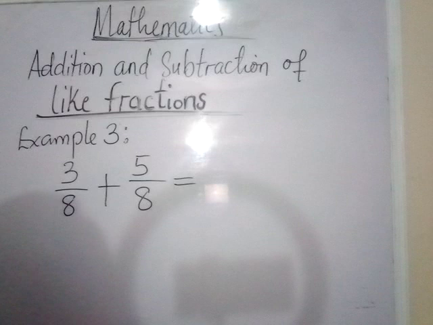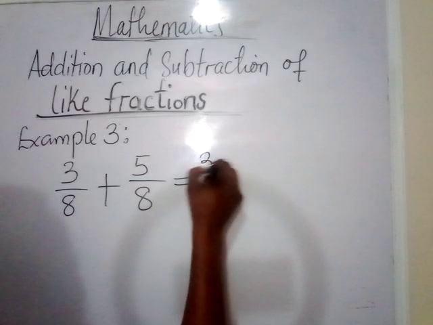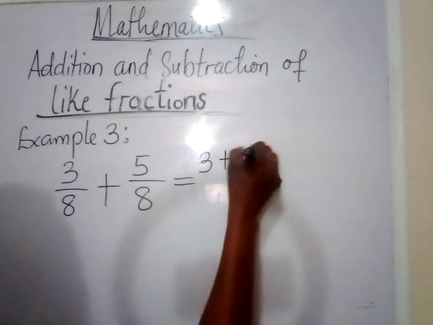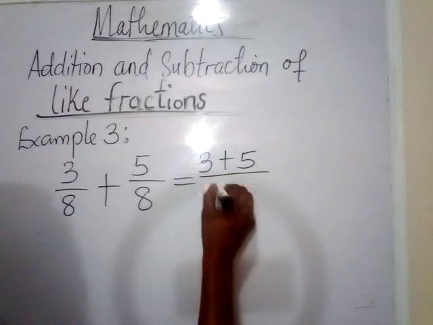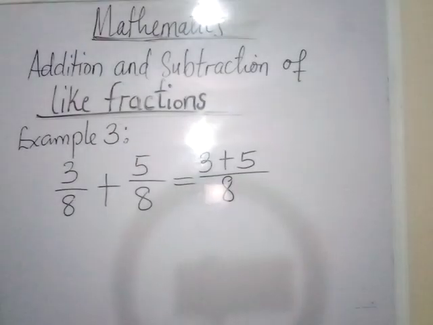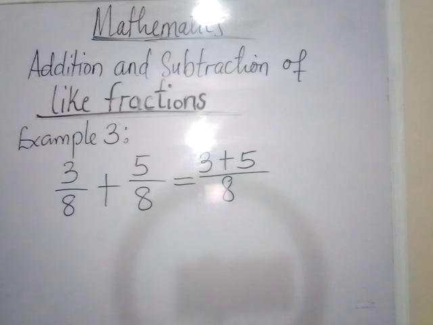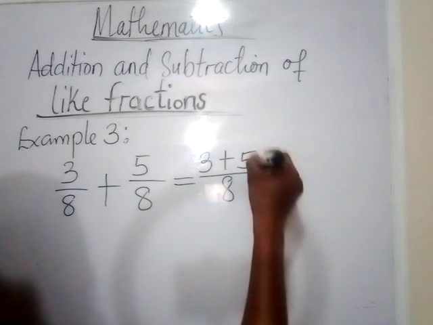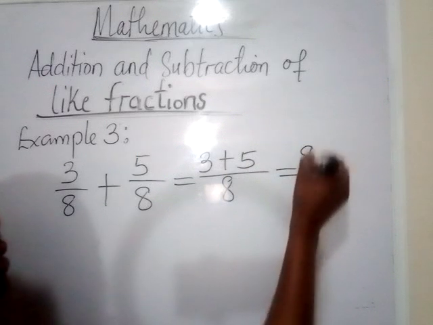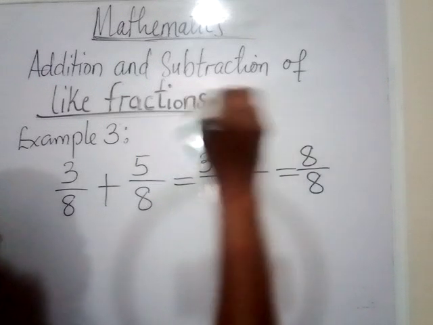So let's go on. You have 3 plus 5. You rule your horizontal line and you pick your denominator, which is common to the 2 fractions, and the number there is 8. So 3 plus 5 over 8. Now let's add and see what we arrive at. 3 plus 5 gives us 8, and then our denominator is also 8.